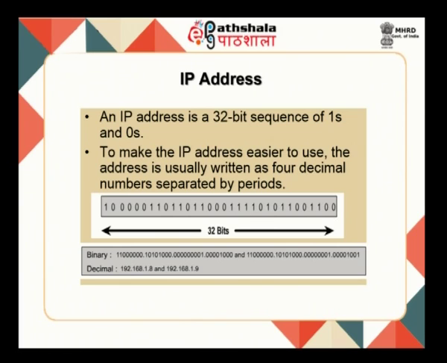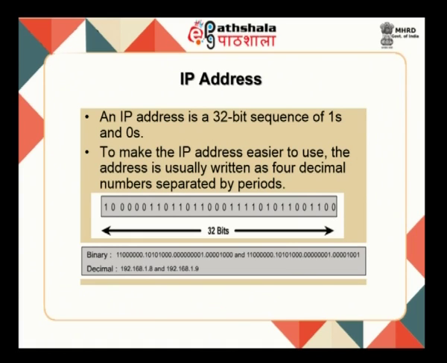When you take an internet or a network, the computers cannot connect with the physical address because different addressing mechanisms may be there. So, we need a common protocol called the TCP/IP protocol, where the IP protocol needs a logical address called the IP address. This IP address is a 32-bit sequence of ones and zeros, and in order to make it easier to use, it is written as 4 decimal numbers separated by periods. So, the 32 bits are written as 4 different octets.